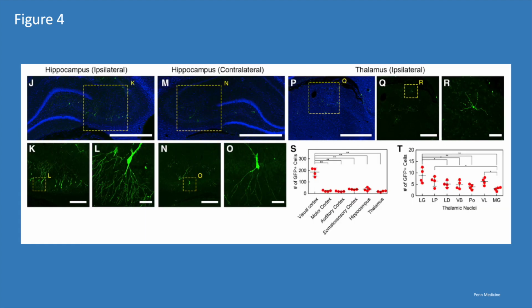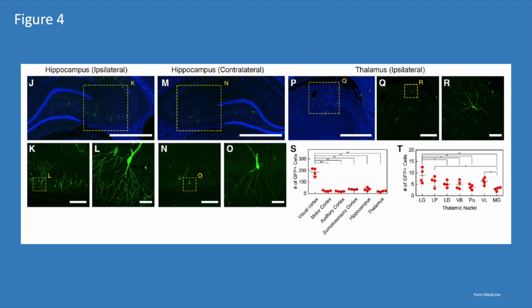Continuing with figure 4, there were contributions from the ipsilateral and contralateral hippocampi, shown from figures 4J to 4O, the ipsilateral thalamus, 4P to 4R, and quantitative analysis in S&T showed that brain regions and thalamic nuclei that contributed to these monosynaptic connections within the organoid grafts.